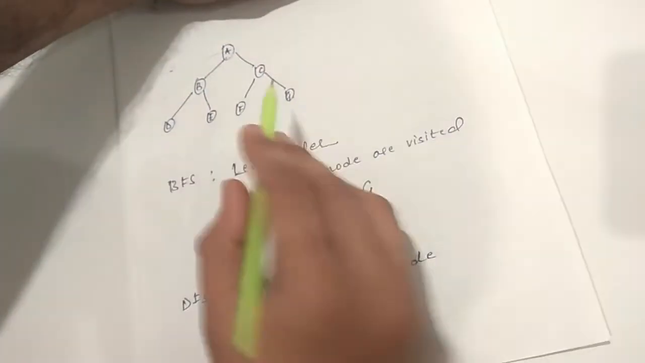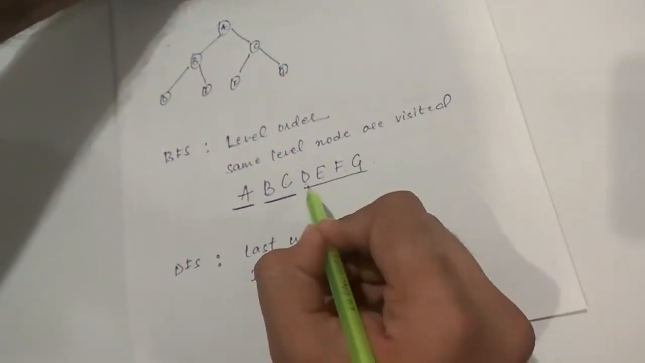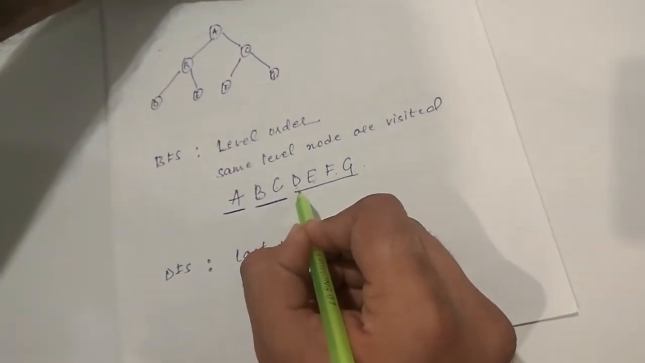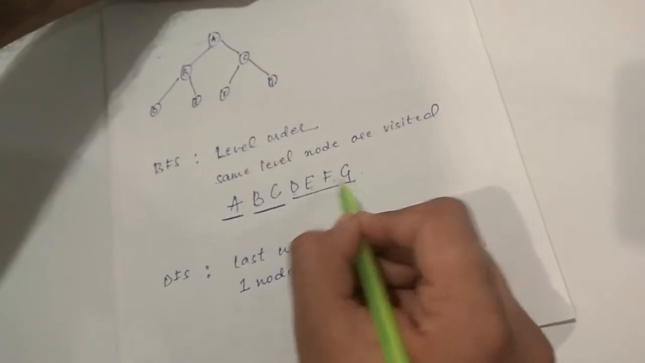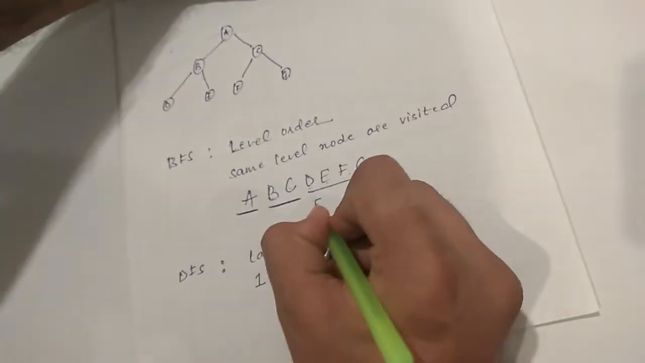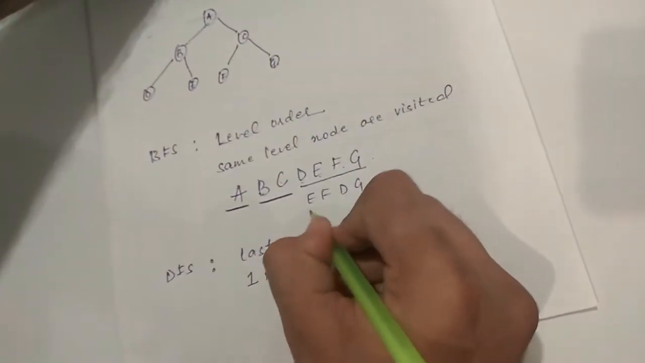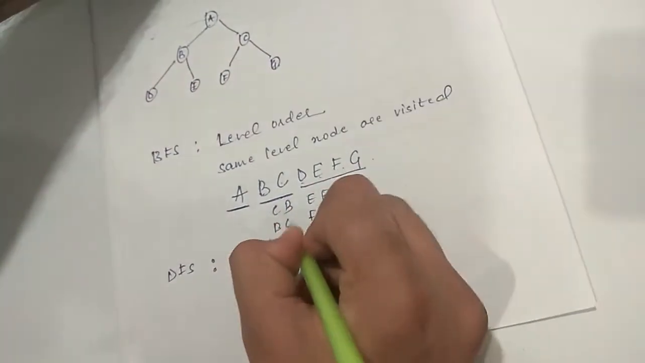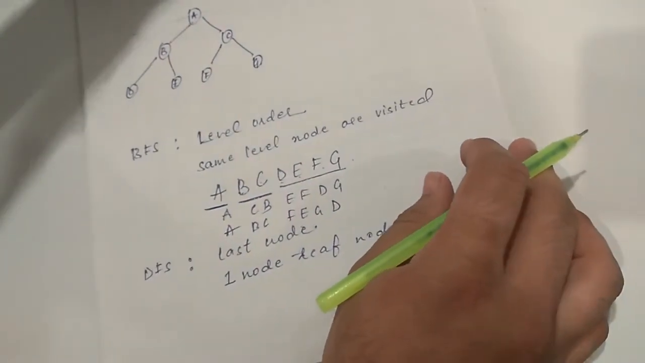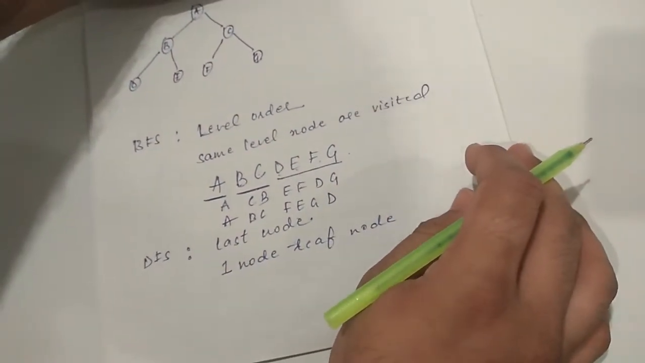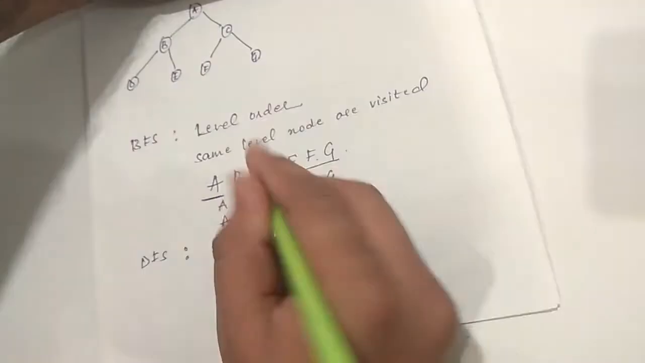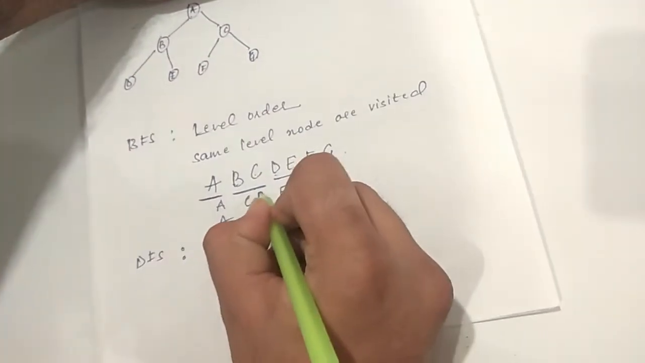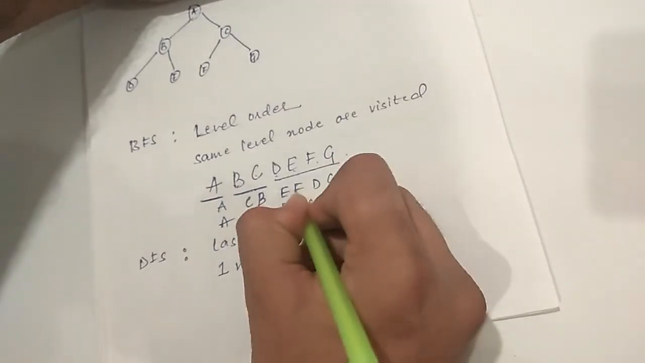Next, for this third level there is D, E, F and G. Now it is not necessary that I will write D, E, F and G. You can write in any order. It can be also written in E, F, D, G or F, E, G, D, anything. So this all are your BFS traversals. This can be your BFS traversals in a general manner, but according to algorithm, we will see the algorithm after this. You need to write according to the steps of the algorithm.